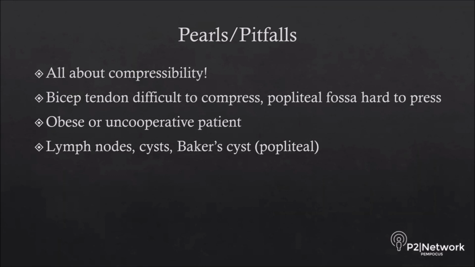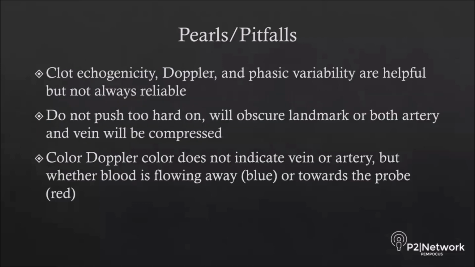Lymph nodes and cysts, as well as a Baker's cyst, may make the popliteal area look like a DVT, but not necessarily. So it's important, in addition to compressibility, that you also take a look at whether there's any color flow or any filling defect, which may help you determine if this is a DVT or not. Clot echogenicity, the Doppler, as well as phasic variability are very helpful, but not always reliable.